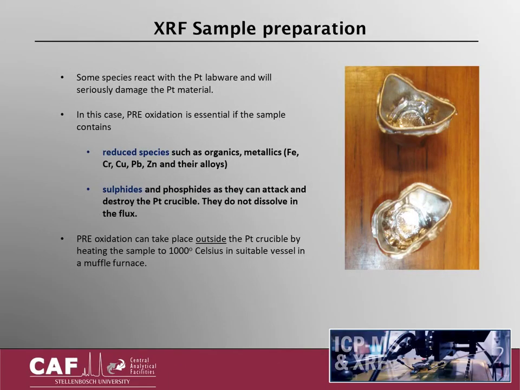Some samples containing reduced species may react with the platinum ware that can seriously damage the platinum crucibles and molds. Since the platinum ware is very expensive, this should be avoided at all times and great care must be taken. The quality of the platinum ware will also influence the success of the fusion making process.